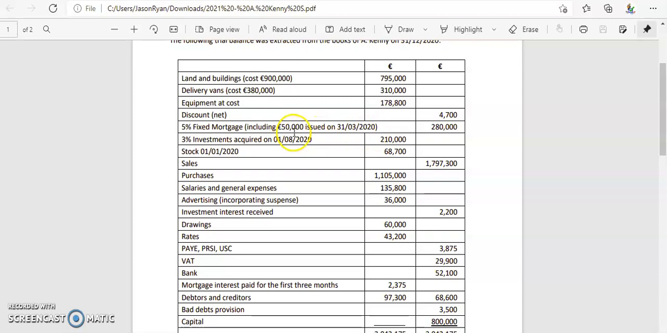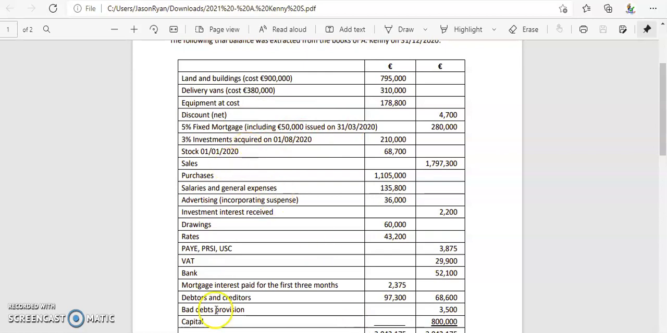So our fixed mortgage is 280,000, but this was increased on the 31st of the 3rd, 2020 by 50,000. So we're going to have 230,000, which is 280 minus 50. 230,000 is going to be multiplied by 5% because that's what we have for the full year. 50,000 is going to be multiplied by 5%, and then it's going to be multiplied by 9/12 because that's how much interest we have there.